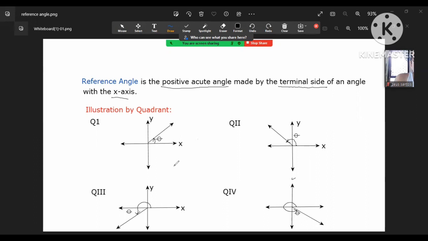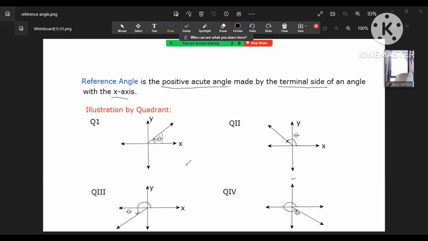Now, let me illustrate the reference angle by quadrant. So, supposing your angle is in quadrant 1, supposing ito yung theta natin, where is the reference angle? Di ba sabi niya, positive acute angle daw yon na nabuo ng terminal side with the x-axis. Nasaan bang terminal side natin? Ito. Asan ang x-axis? Ito. So where is the reference angle? The reference angle is of course the angle itself, di ba? Yan lang yung acute angle na nabuo ni terminal sa x-axis. So yun pa rin yun.